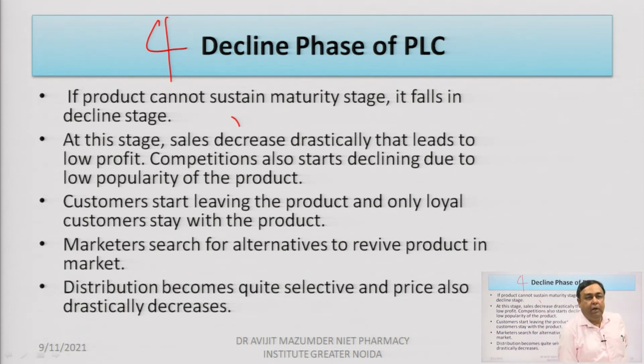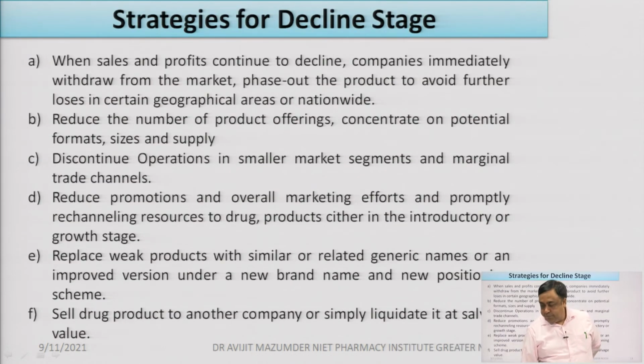where the product sales gradually diminish, customers start leaving the product, and only the loyal customers remain with your brand. Strategies which are followed are: when the sales and profits continue to decline, the company immediately withdraws the product from the market, phases out the product to avoid any further loss, in case of geographical domain or nationwide. Reduce the number of product offerings, discontinue operation in smaller segments, reduce promotion, replace weaker products with similar or related, more improved versions.